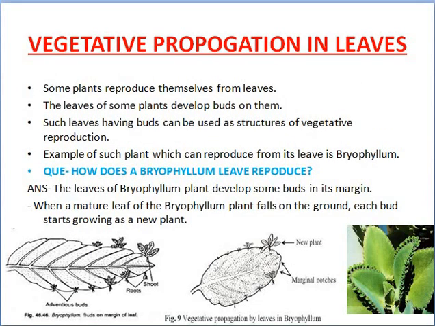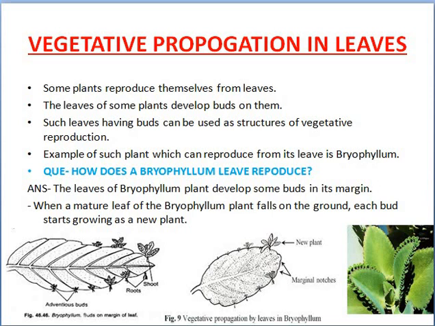Now let us study vegetative propagation in leaves. As I have told you, there are three parts: root, stem and leaves. So the first part that you are going to study today is leaves. Some plants reproduce from the leaves. A new plant can be formed by the leaves also. The leaves of some plants develop buds on them. Such leaves having buds can be used as a structure of vegetative reproduction.